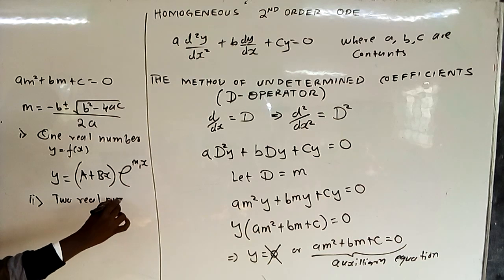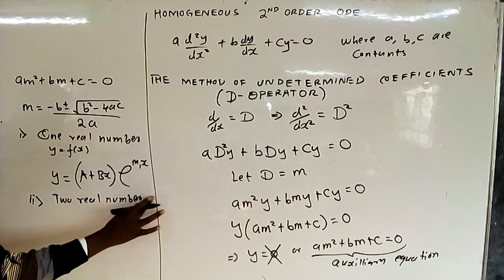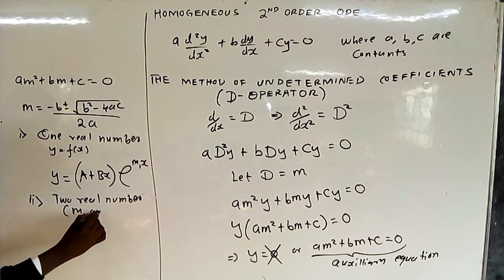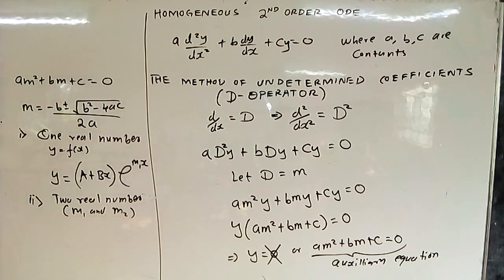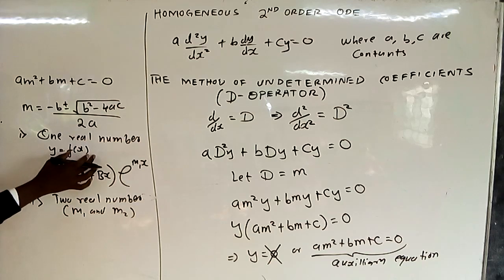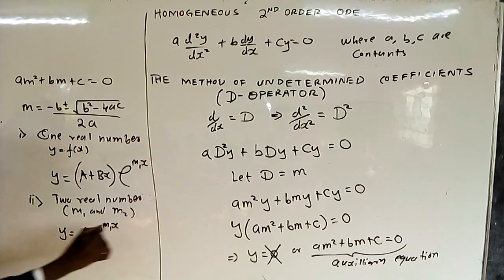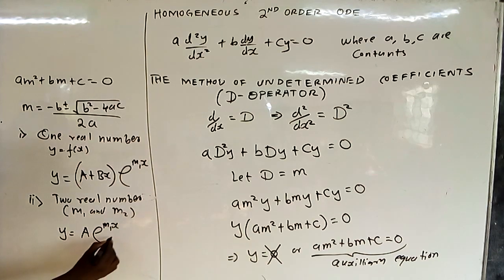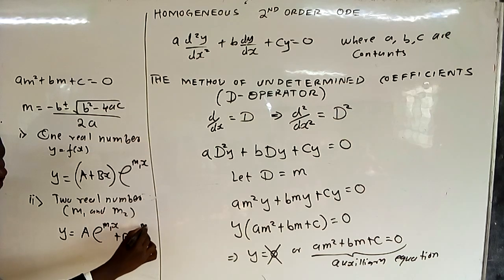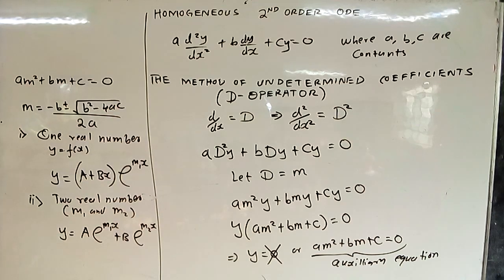The second scenario, when you have two real numbers. What about when there are two real numbers? Meaning you found the solution to be m1 and m2, isn't it? So when there are two real numbers, then y as a function of x is going to be a exponential m1 x, then plus b exponential m2 x. So it means the real number solution is defined by the exponential function.